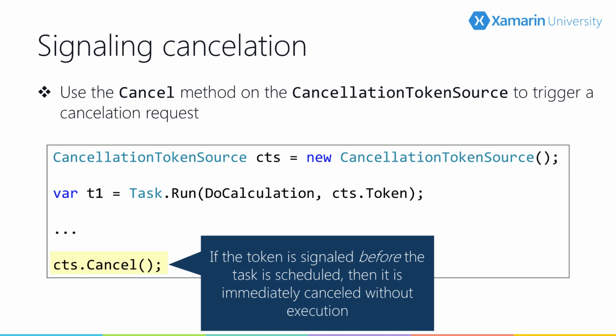Bonus: if we request cancellation on a task that has not been started yet, maybe because we did not call the Start method or the task scheduler hasn't run it yet, then the task itself will never be scheduled or executed. It will immediately transition to the canceled state without executing any of our work.